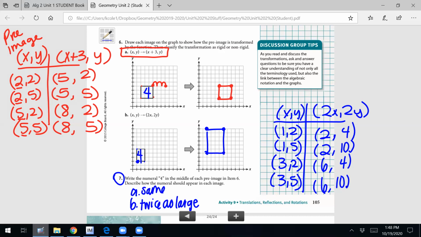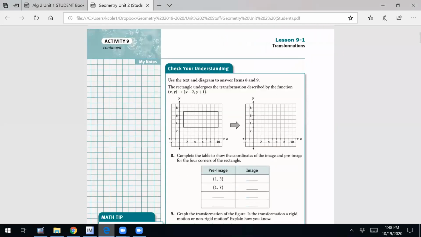Okay, number 8 and 9 on check your understanding. If you look at the check your understanding, you get another chance to practice that. This time, your X and Y are both affected with a plus and minus. So let's pause and talk about that. What's happening in this transformation? Without graphing it, without doing anything, tell me in your words what is happening here.